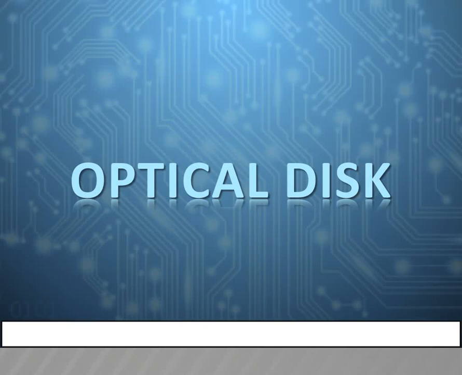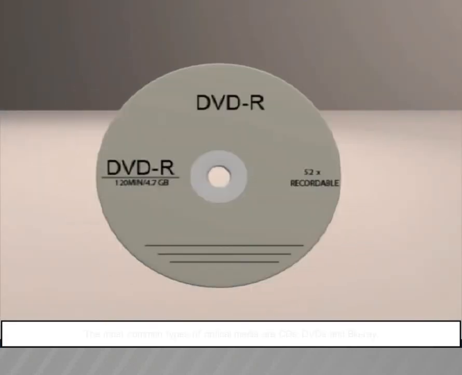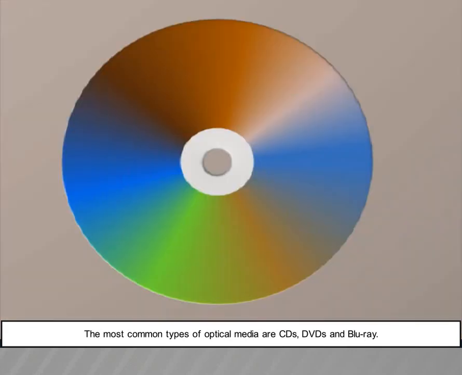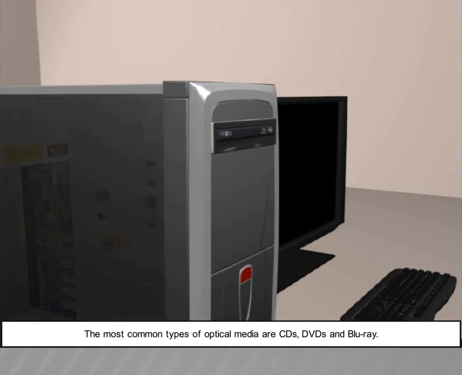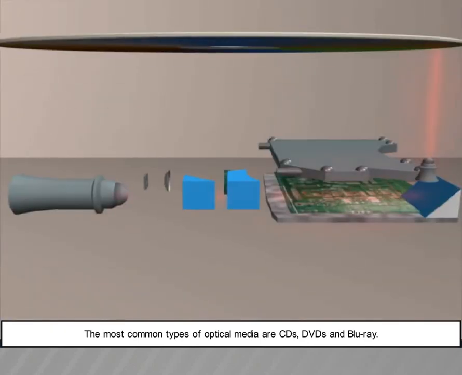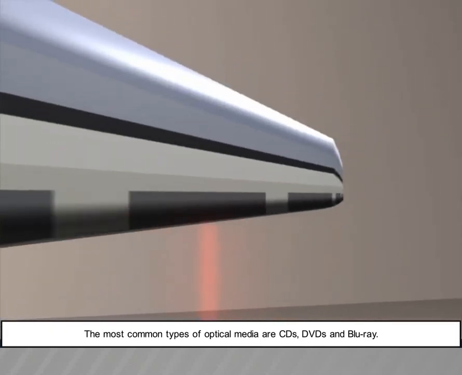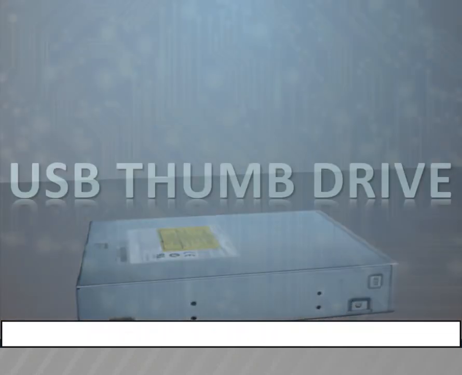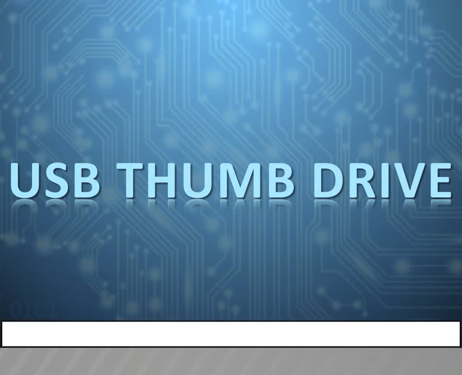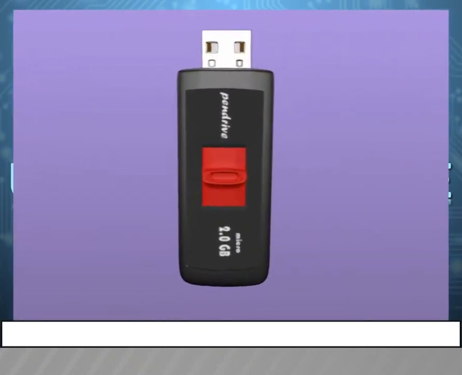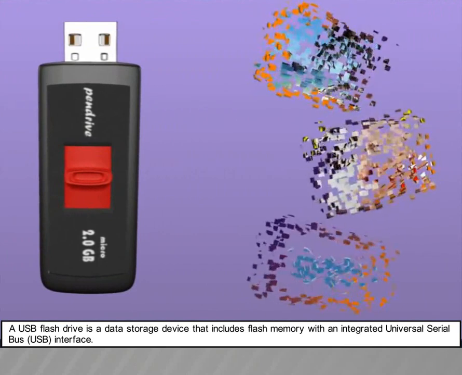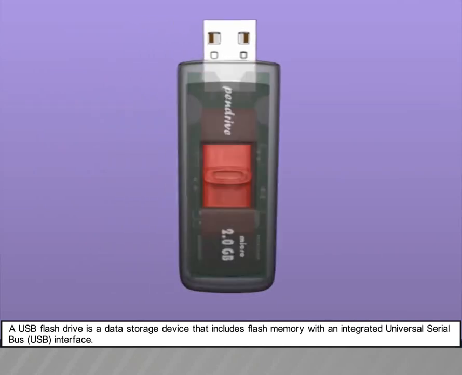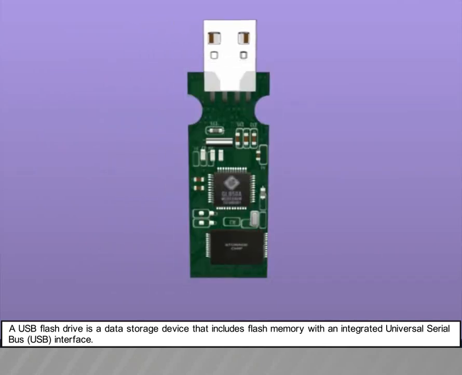Optical disk. The most common types of optical media are CDs, DVDs, and Blu-ray. USB thumb drive. A USB flash drive is a data storage device that includes flash memory with an integrated universal serial bus USB interface.